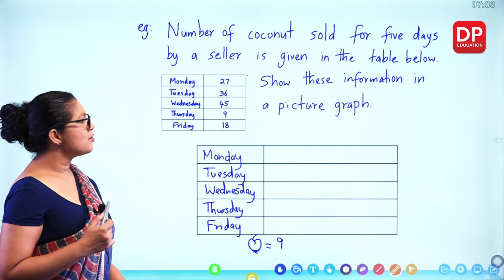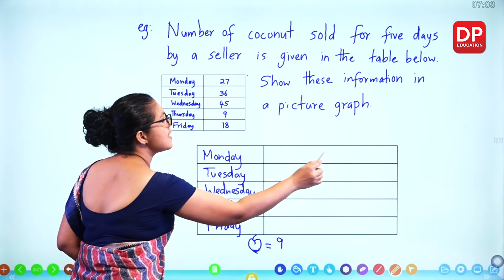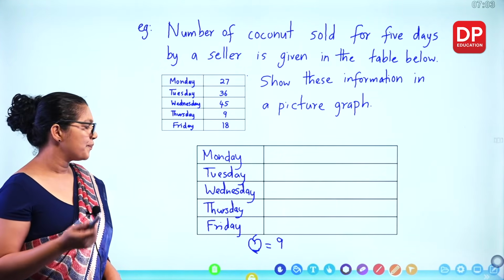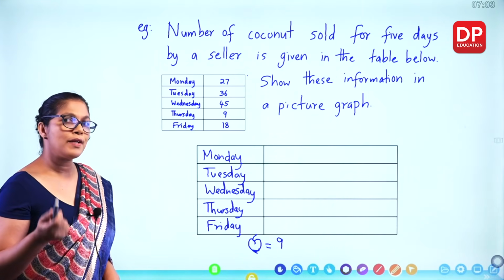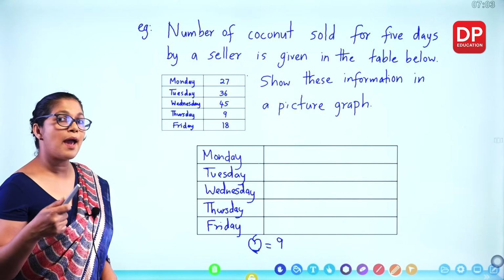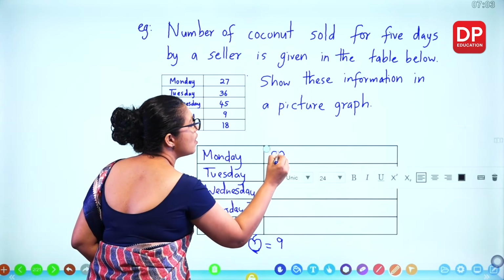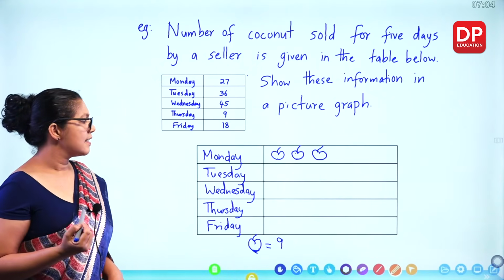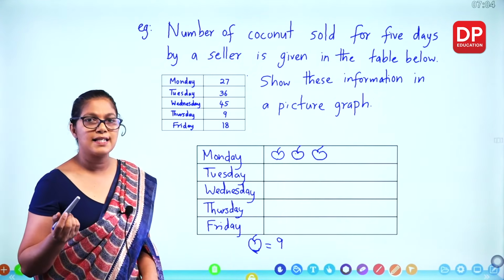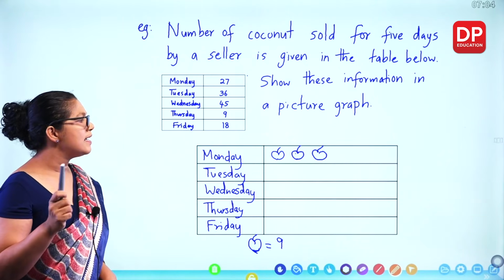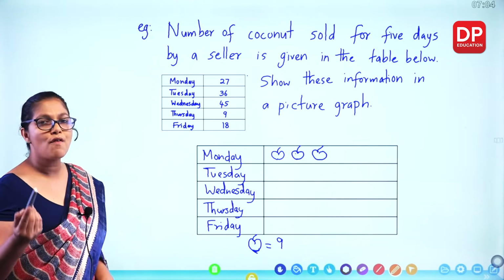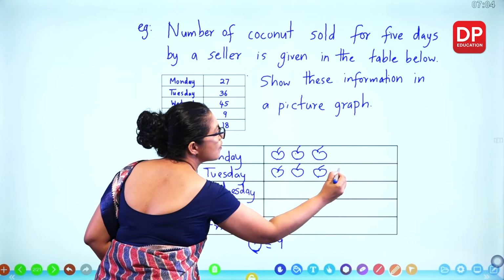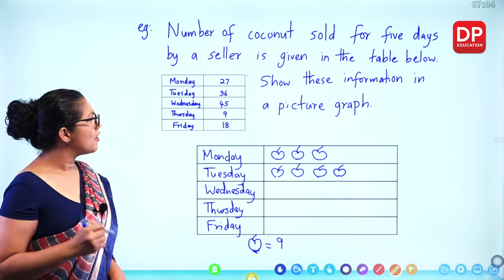So here what we can do then? So we need to draw coconuts here representing this number of coconuts. So here 27 coconuts are there. One coconut represents 9. So how many coconuts we have to draw? 9 times 3. So here we can draw 3 coconuts like this. What about Tuesday? 36. 1 is 9. How many coconuts we have to draw? 9 times 4. So here we can draw 4 coconuts.